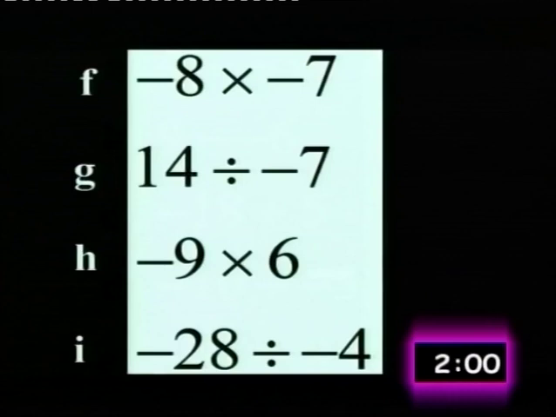Okay, when you are multiplying directed numbers, you should know the rules when multiplying positive numbers, negative numbers, a positive and a negative, or a negative and a negative.